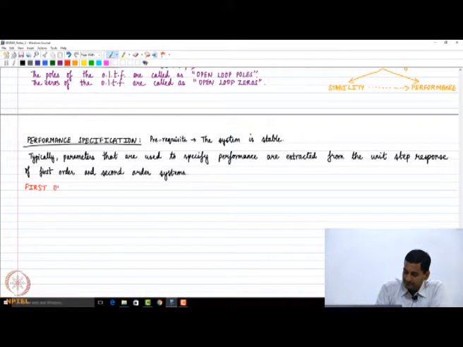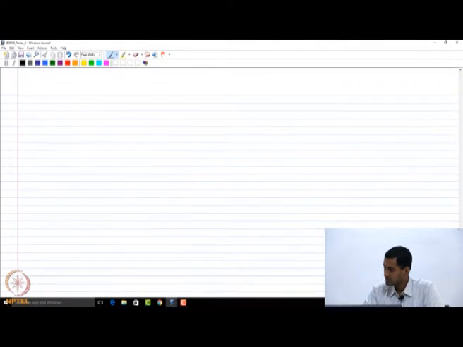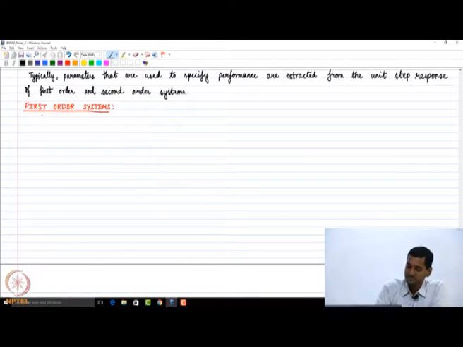So I am going to start with a typical first order system model, and I'm going to leave you with a set of questions. Okay, so what is a first order system? The governing equation of a typical first order system.